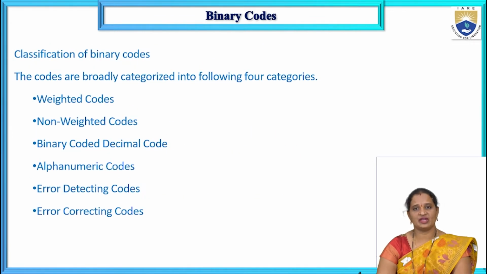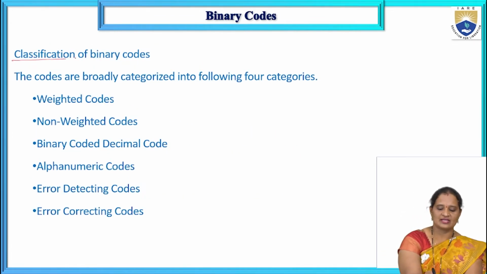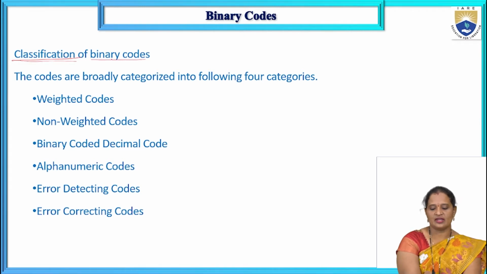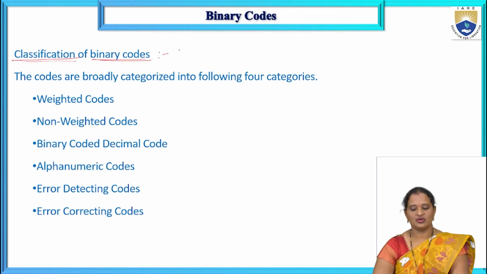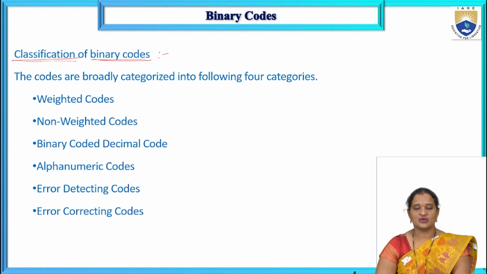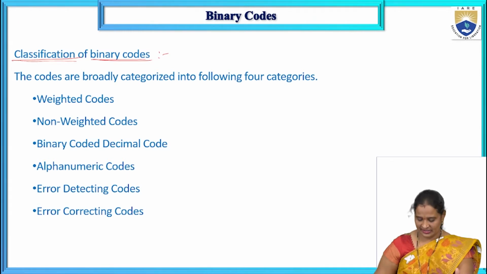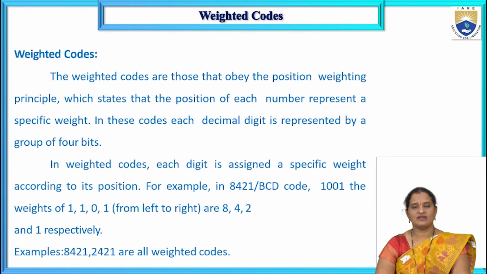Now coming to the classification of binary codes. How can we classify binary codes? Binary codes are basically classified into the following categories: weighted codes, non-weighted codes, binary coded decimal codes, alphanumeric codes, and error detecting and error correcting codes. So these are the various types of binary codes. First of all, let us see what we mean by weighted code.